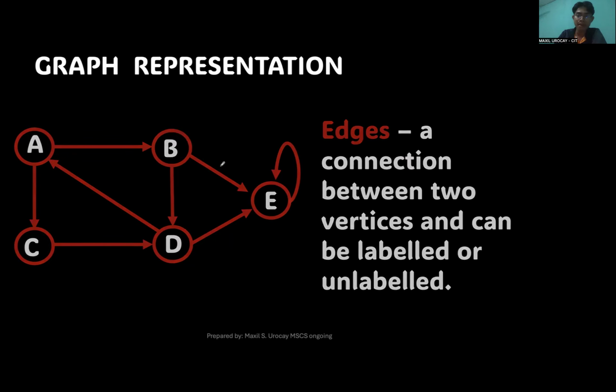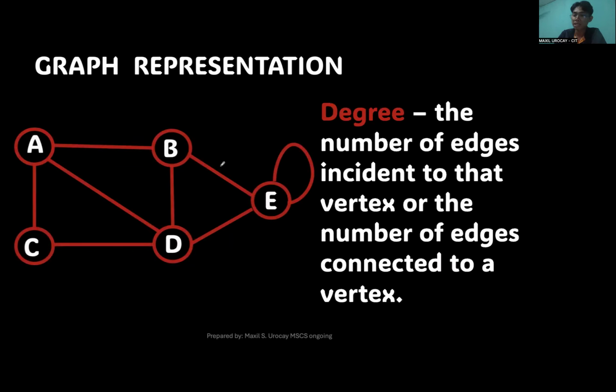Now the next one is the degree. Similar to the tree algorithm that we discussed, in a tree we have the degree of a tree, which means how many children that vertex or node contains. Here in our graph representation, this is the number of edges incident to that vertex, or the number of edges connected to that particular vertex. So that is the degree.